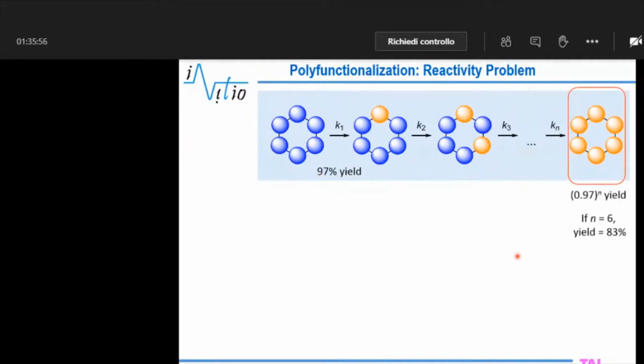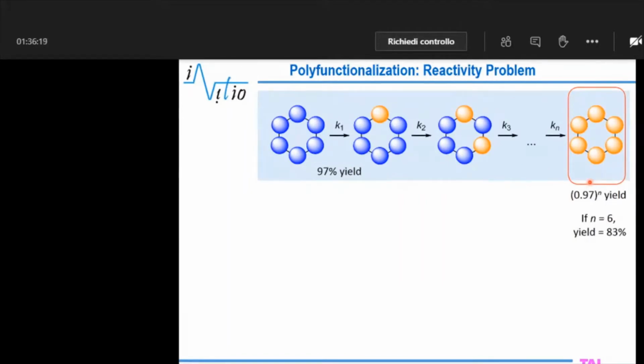And what does it mean? At the end, you have a yield like this, 0.97 to the power of n. And if n, for example, equals 6, the yield of the final product will be only 83%. So it looks maybe not so bad, but that's only one side of the problem.